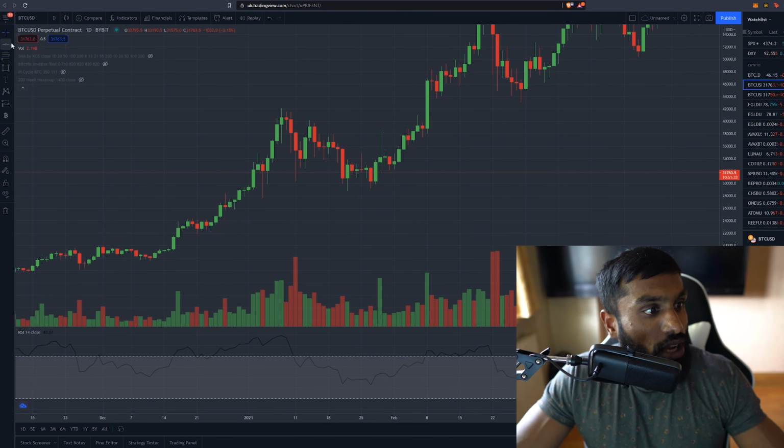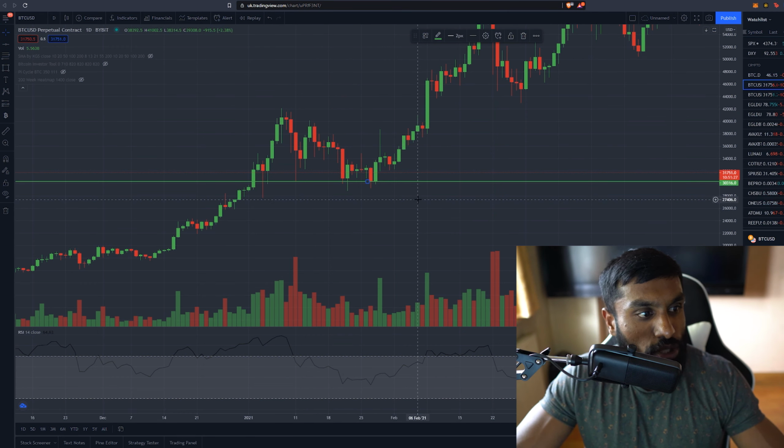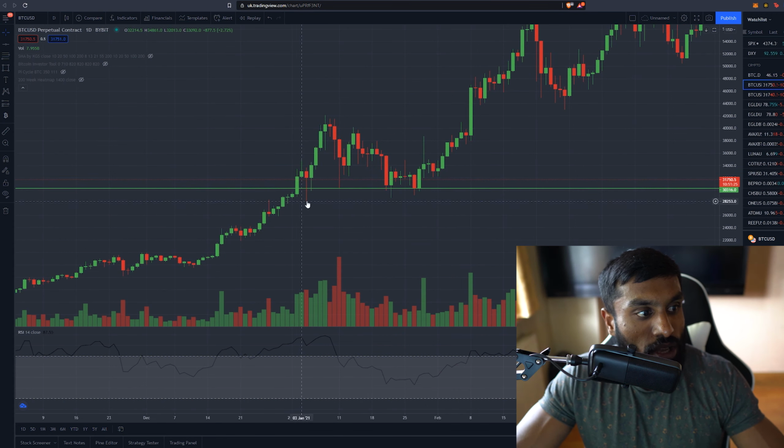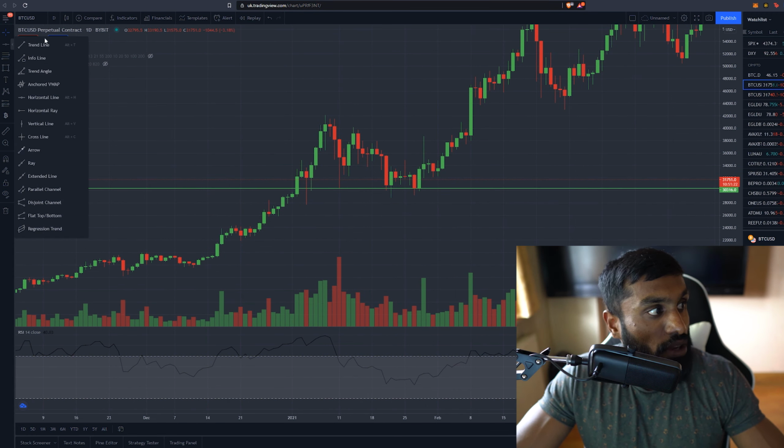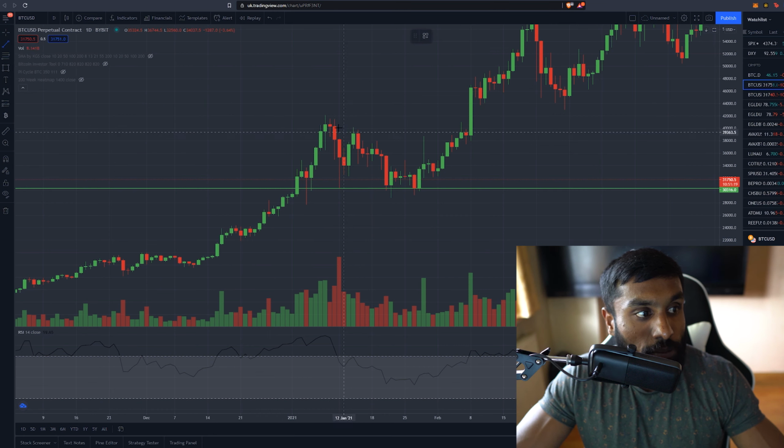But one example I'm going to show here is, for the time being, I'm not going to create that region. I'm just going to have this horizontal line here. This is a clear area of support. Now, if I were to then click on the arrow and then trend line, I can create a line like so.